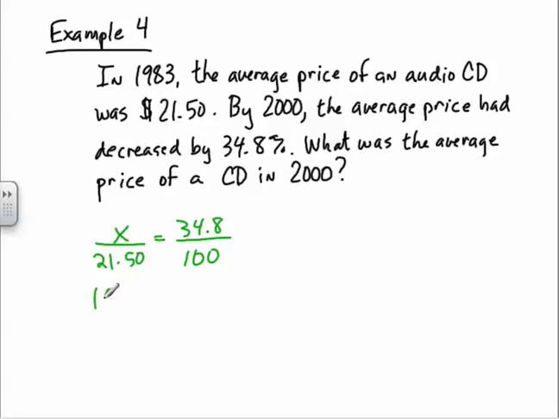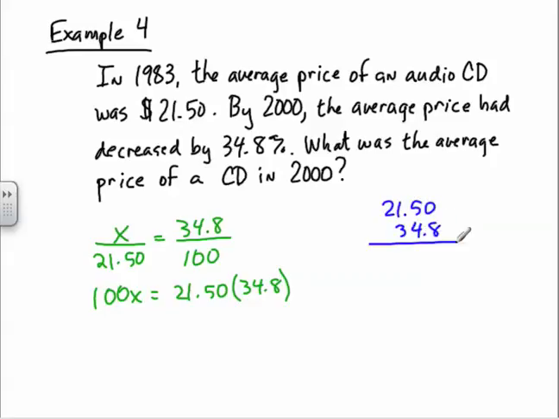So we're going to have 100x is equal to 2150 times 34.8. Now, I'm going to come over here to the right with a different color, and I'm going to do that multiplication. 2150 times 34.8. And remember, when I'm multiplying decimals, I don't line up the decimal point. I just count them up at the end.